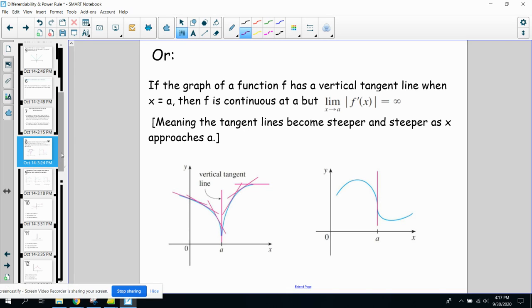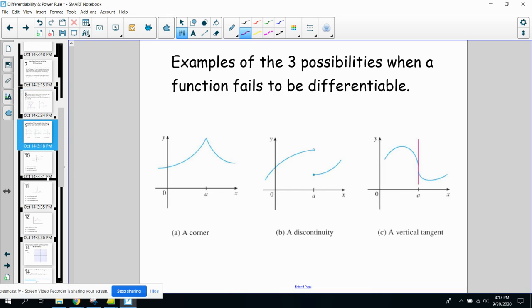So to illustrate this a little bit easier, hopefully, here are the three scenarios. Examples of the three possibilities when a function fails to be differentiable. We have the first one, which is when you have a corner. So anytime that you have a point, you could call it a pointy point, any type of corner or kink, when it makes that V shape, it is not differentiable because at that point we don't have a tangent line.